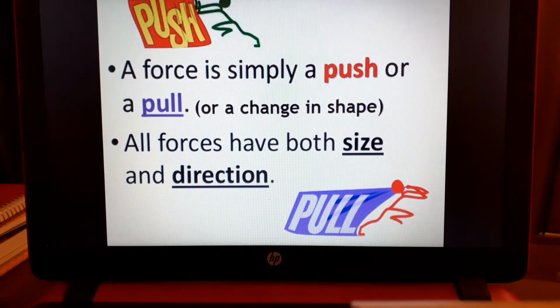Now, you already know that a force is basically a push or a pull on an object, or a change in shape. A force has a size, meaning the amount of force, a big force or a small force, and a direction, left or right. So when you push or pull an object, it has to have a direction: left, right, up or down.